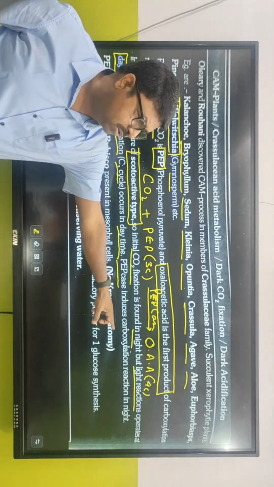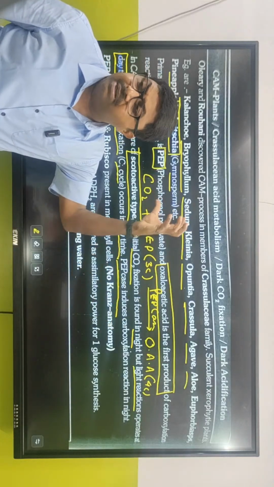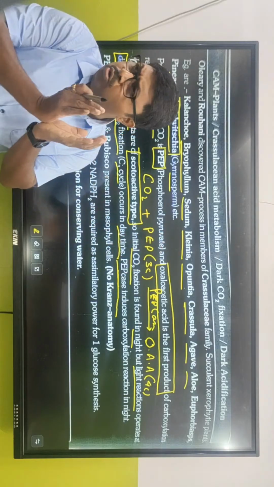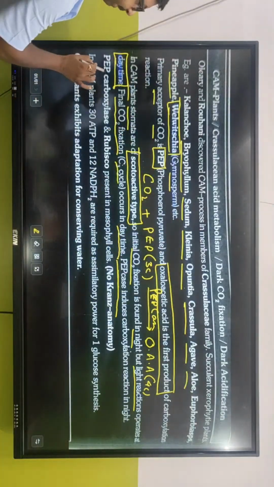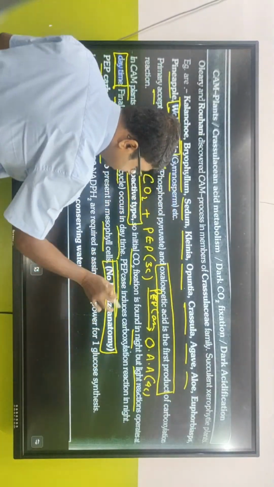Fine, daytime-এ light reaction হলো, C3 cycle হলো. PEPcase induces carboxylation in night. Carbon dioxide accept কখন করে? During night, because stomata তখন open হয়. Now, PEP carboxylase and rubisco are present in mesophyll cells. There is no Kranz anatomy.